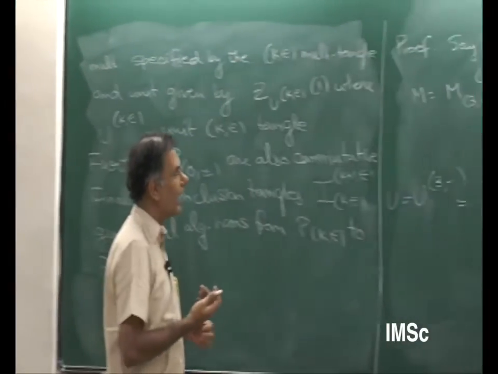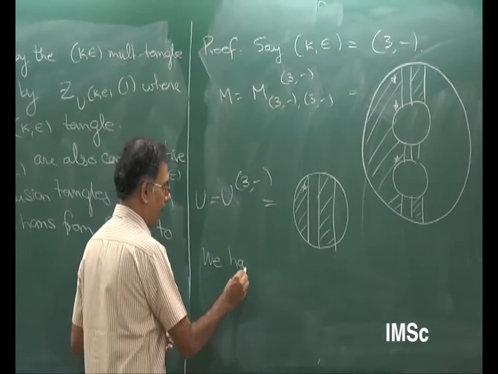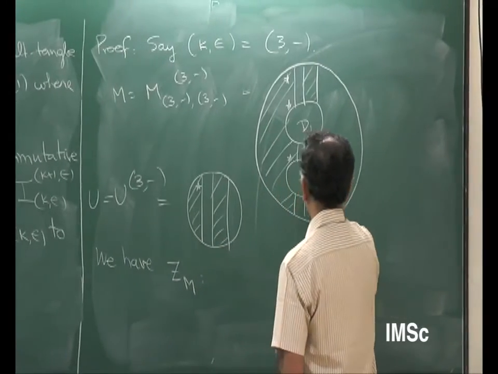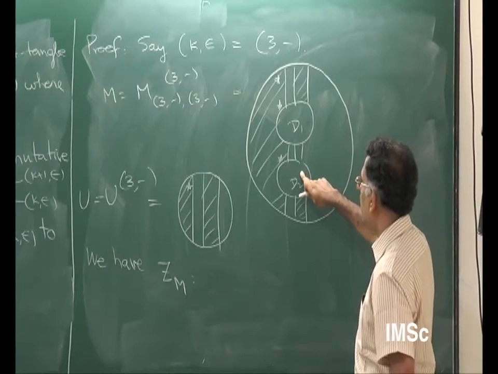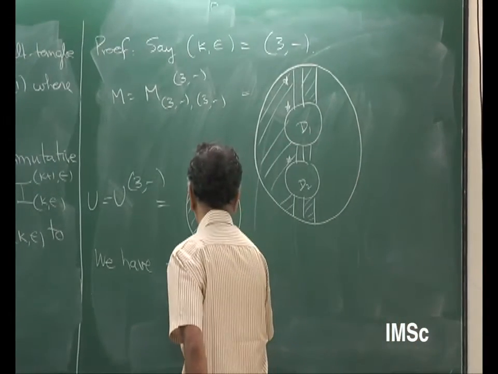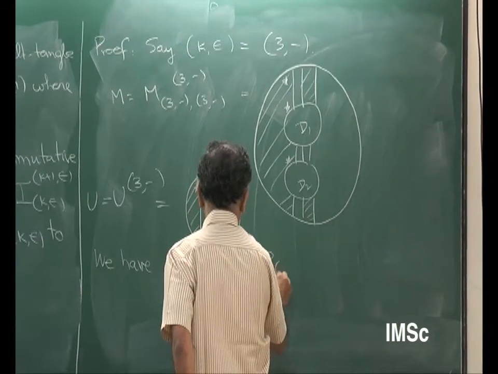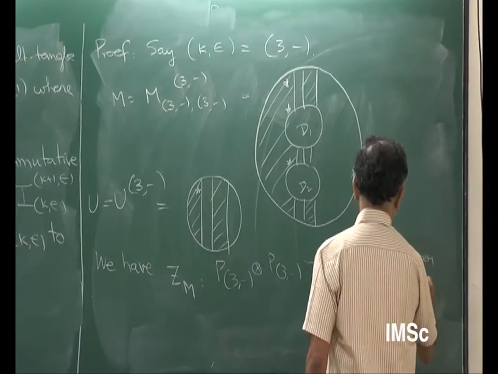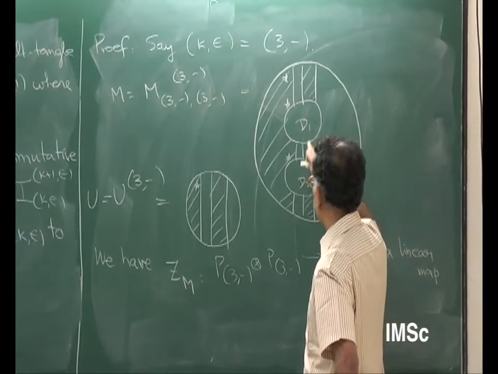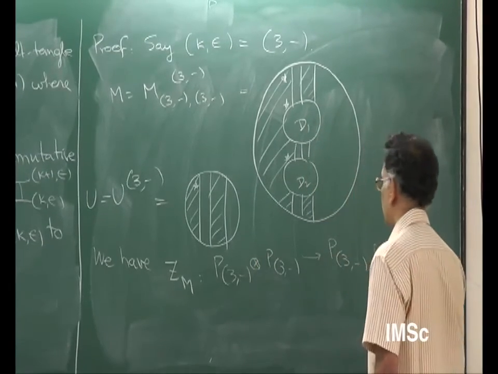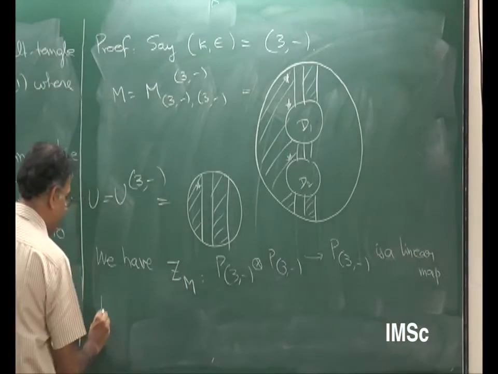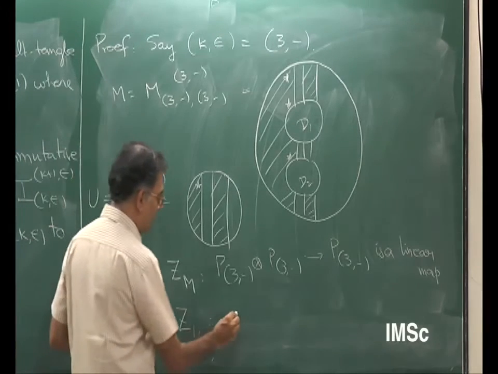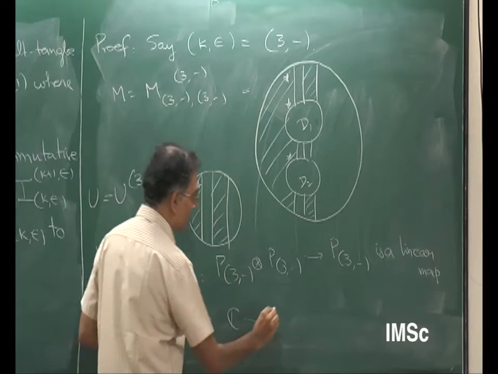So what do the axioms of a planar algebra give? We have therefore Zm. Where does Zm go from? I should label the disks D1 and D2. So Zm goes from P3 minus for this disk, tensor P3 minus for that disk, into P3 minus for this outside disk. So it goes from P3 minus tensor P3 minus to P3 minus, a bilinear map from just the product of these two into here, equivalently a linear map from the tensor product to this. We also have Zu. Zu has no internal disk, so it goes from just the complex numbers to the P of this external one, which is also P3 minus.